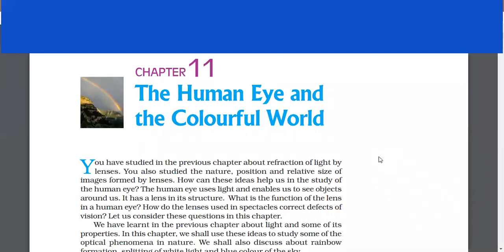Today I'm going to read chapter 11, The Human Eye and the Colourful World of class 10 CBSE from book NCERT. So let's get started.